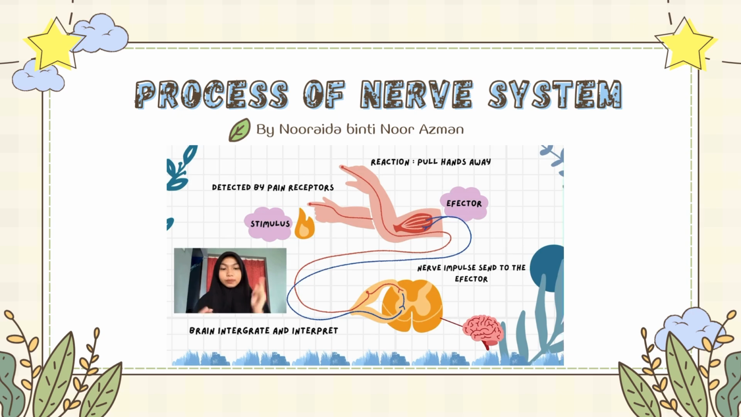The pain receptor on our fingers is going to detect the stimulus and transform it into a nerve impulse. The nerve impulse is sent to our brain, and then our brain interprets and integrates it, and the nerve impulse is sent back to the effector on our hands to produce a reaction, where we draw back our hands from the fire to avoid any injury. That's it. Now let's move on.